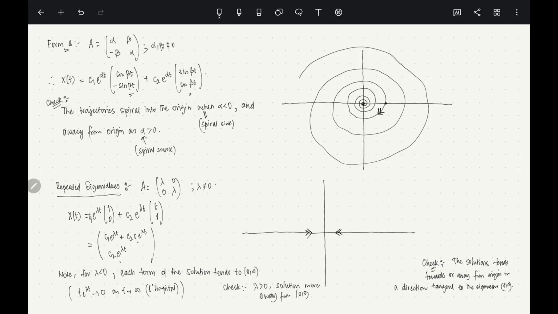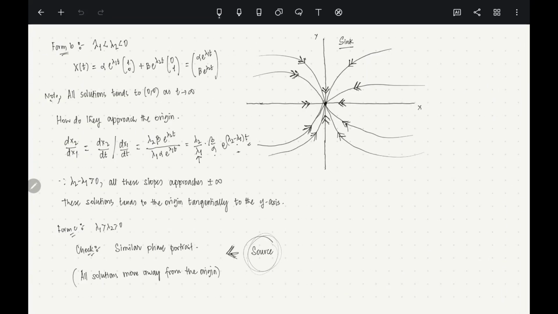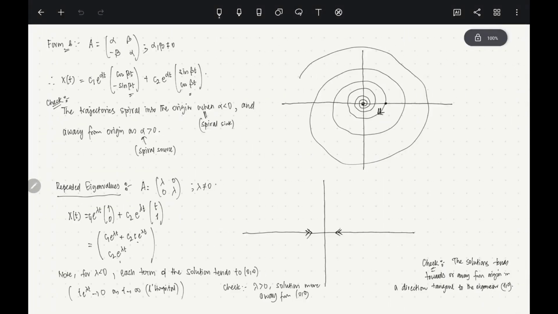You remember we did this analysis initially in the first case, the slope analysis. You also do the slope analysis here. Yeah, please do this part. You do the slope analysis and show that the direction of the solution is tangent to the eigenvector (1, 0). So basically tangent to the x-axis.